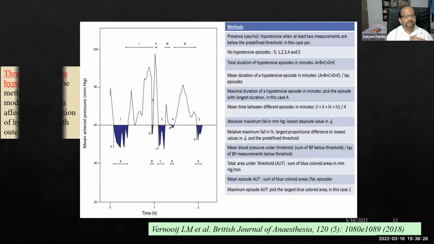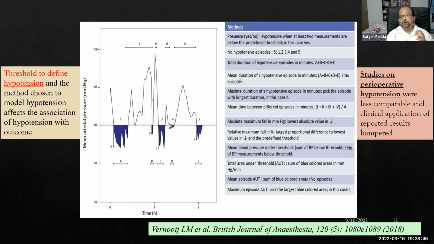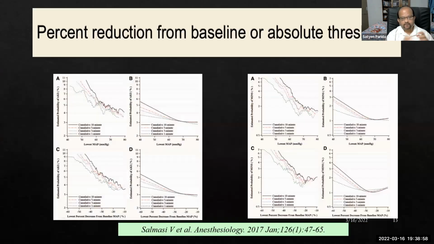And after going into all such trouble, the authors concluded that the threshold to define hypertension, as well as the method chosen to model hypertension, actually affects the association of hypertension with perioperative outcomes. And as a result of this, the studies on perioperative hypertension were less comparable, and the clinical application of the results of these studies was dubious.